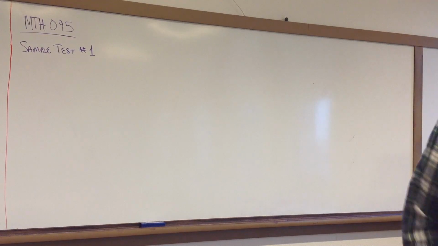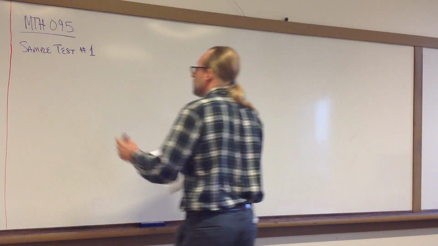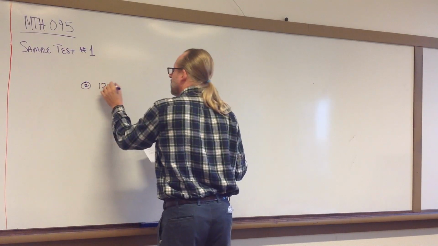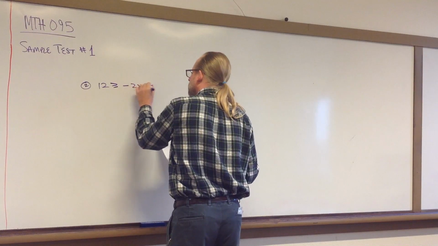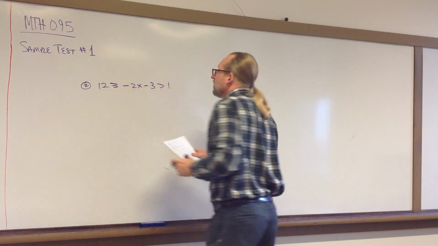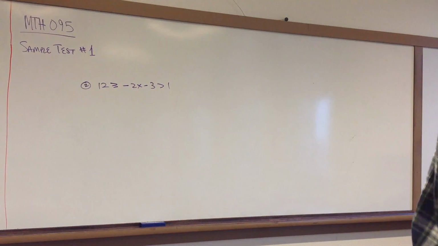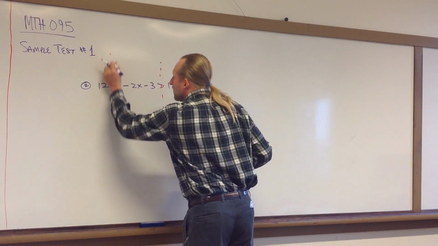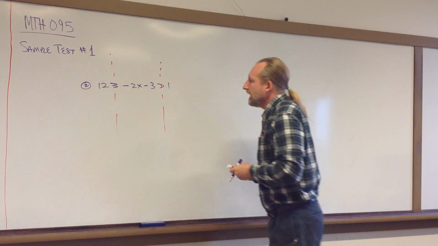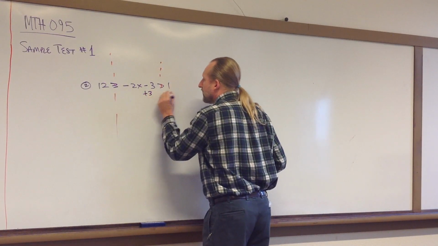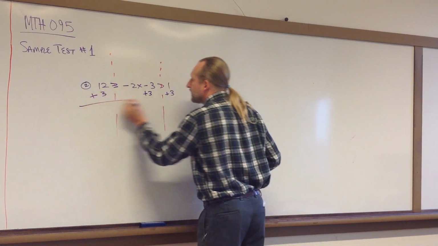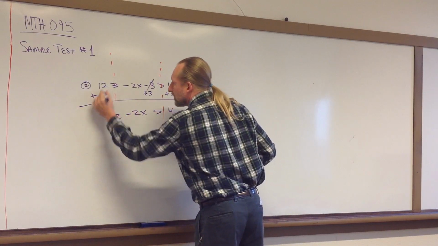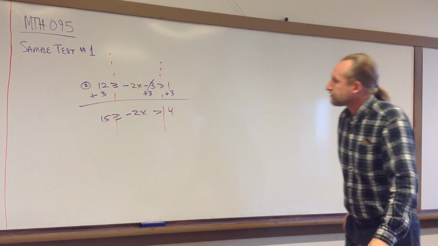Problem 2 is a compound inequality. So 12 greater than or equal to negative 2x minus 3 greater than 1. In this one, remember, there are 3 places where we have to keep everything in balance. So if I'm going to add 3 to cancel this out, I'm going to have to add 3 here and add 3 over there. And so that'll be negative 2x greater than 4 and less than or equal to 15.